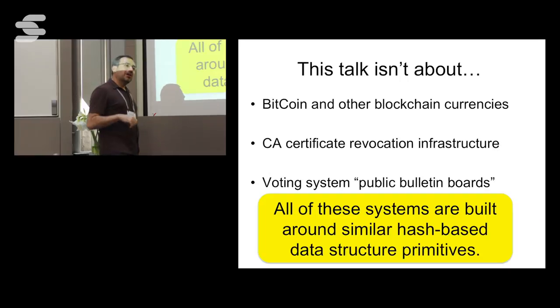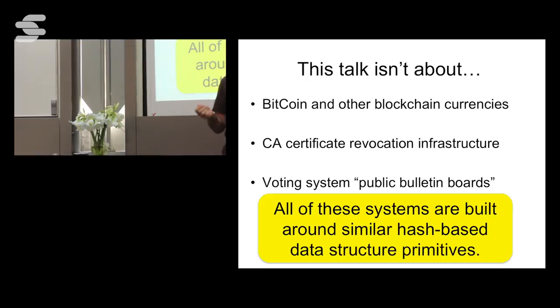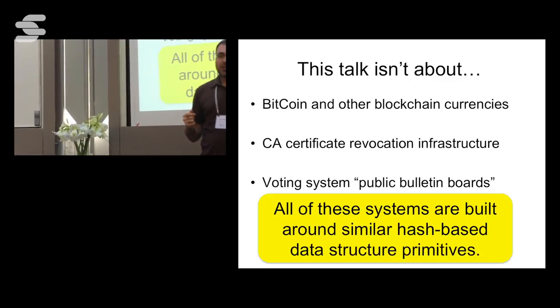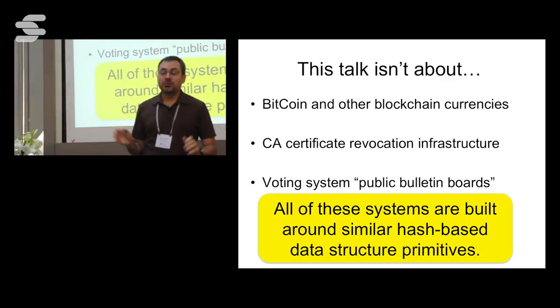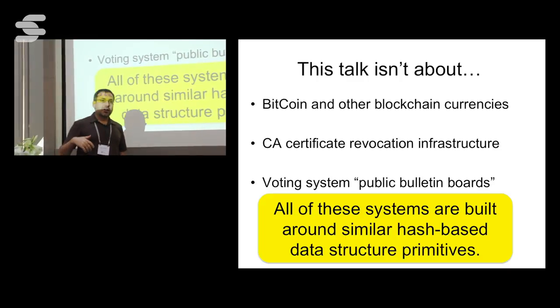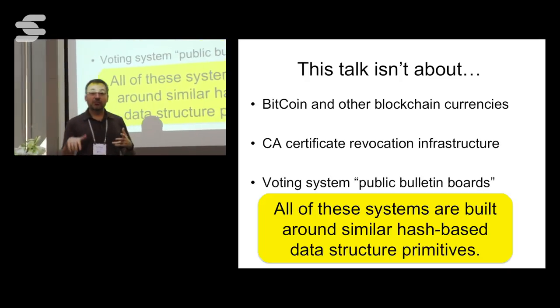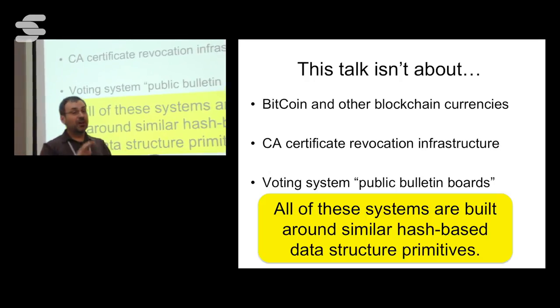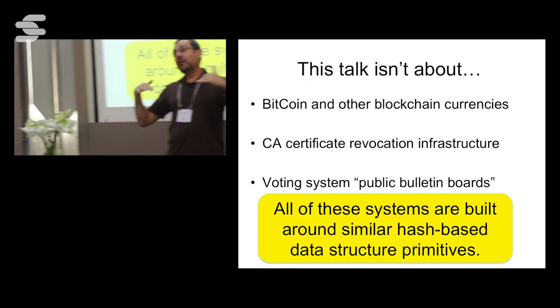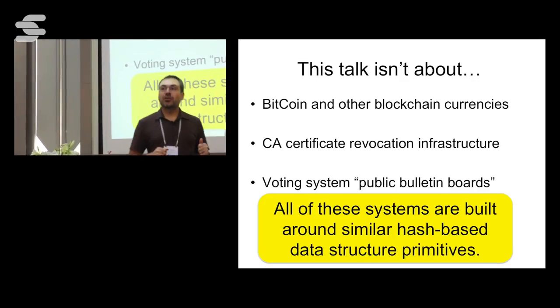I'm not going to be talking about specific applications. I know that many of you might be excited about Bitcoin. I'm not going to spend much of any time talking about Bitcoin, mostly because I think it's a bad idea for 100 different reasons. Instead, I'm not going to talk about other applications of these technologies either, like certificate revocation structures, voting machines, public bulletin boards. I'm not talking about any of that. I'm talking about these low-level primitive data structures that you can build that have applications for those areas.